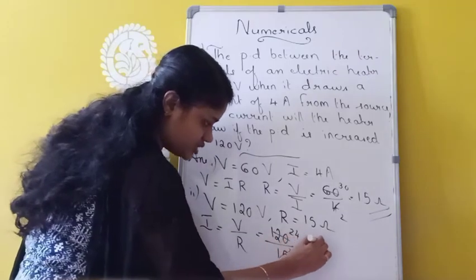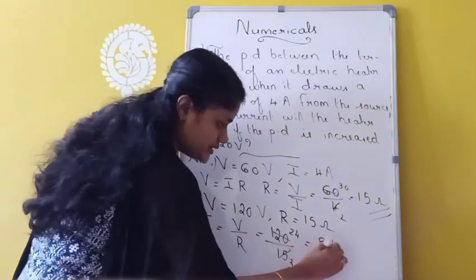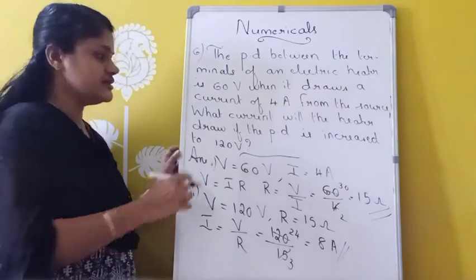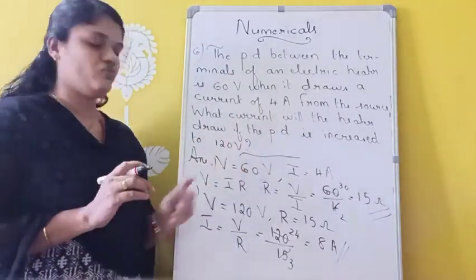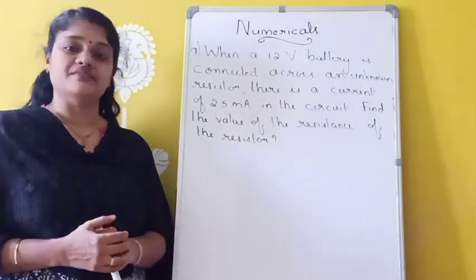So 24 by 3 will be getting 8. So 8 ampere is the current drawn by this heater when the potential difference is increased to 120 volt.